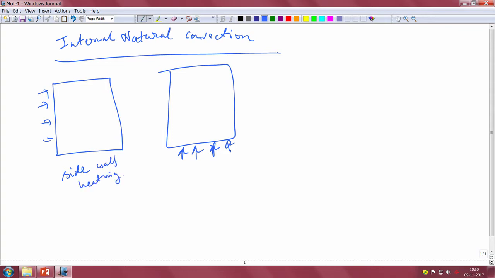Now, when you are heating it from the side, this is applicable in applications like solar collectors, for example. Very classical problems in solar collectors. Air circulation in buildings. When you do a room design, as I said, if you want to do an auditorium design, for example, then double wall insulation.